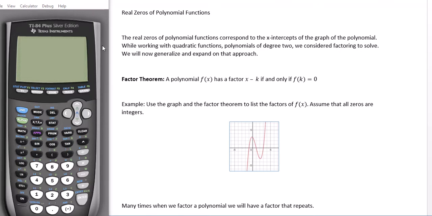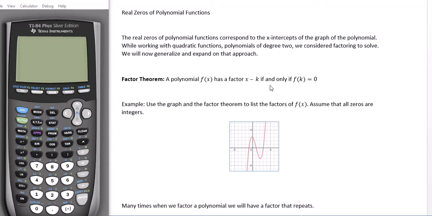A corollary of the remainder theorem is the factor theorem. A polynomial f of x has a factor x minus k if and only if f of k equals 0. So if k gives us a 0, then x minus k is a factor.